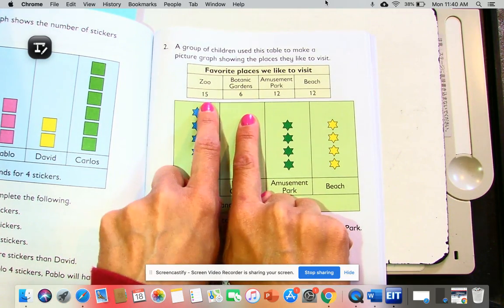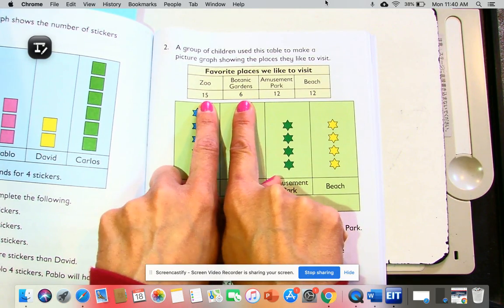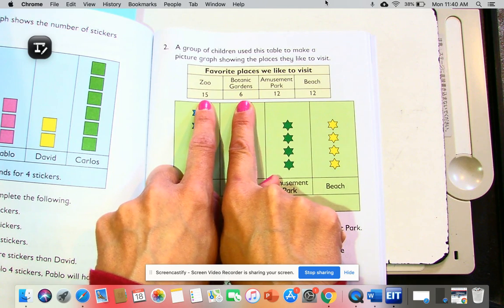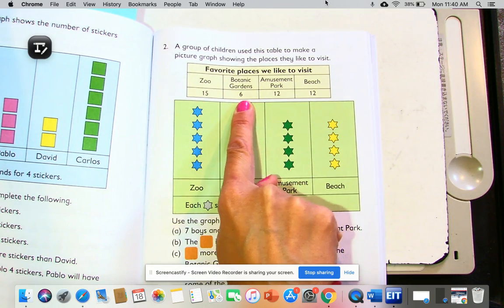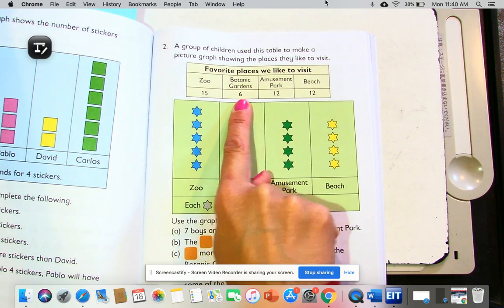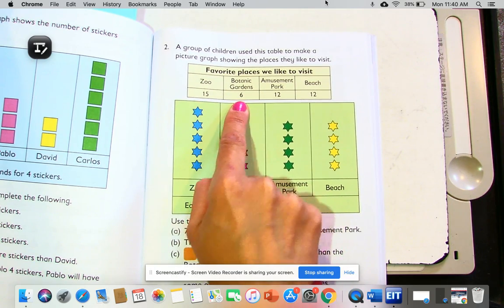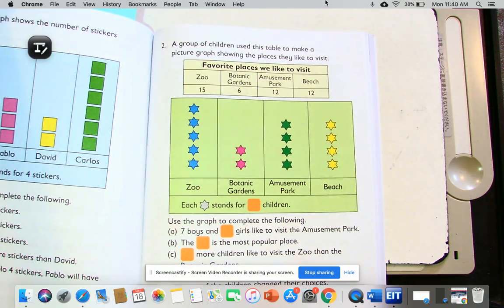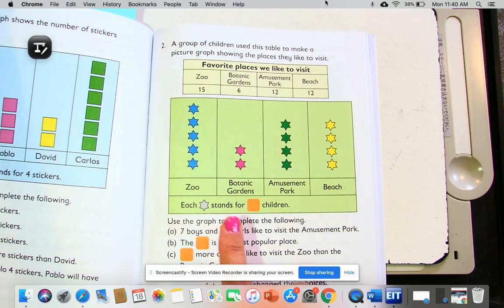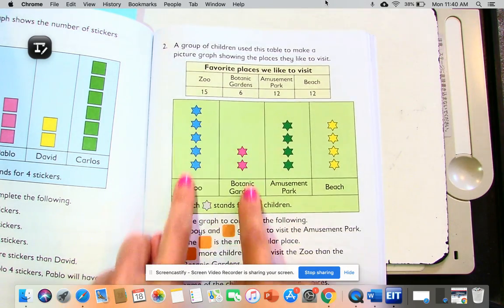We know that 15 kids like the zoo, 6 kids like the botanic gardens. To find out how many more like the zoo, we're going to subtract. So 15 minus 6. Another thing that we could do is line up the stars.